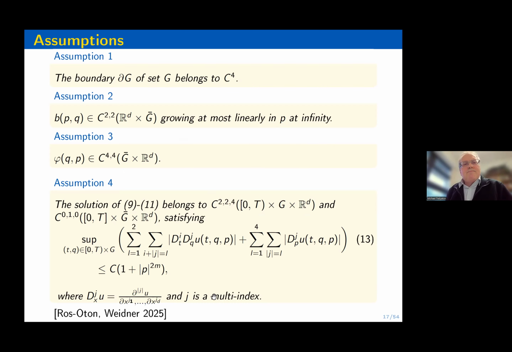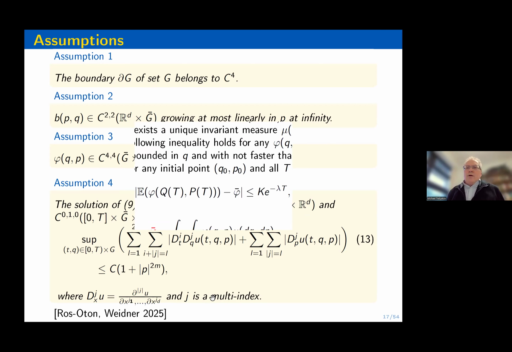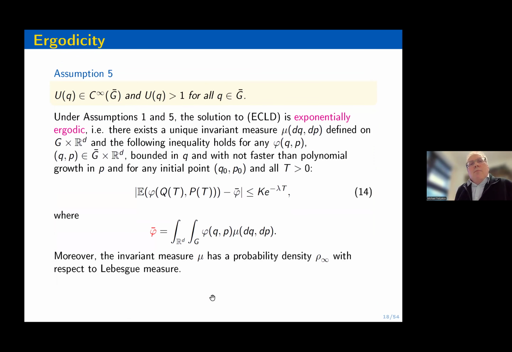In the case of ECLD, when we have this ergodic behavior, we assume that the potential is smooth. Greater than 1 is just a very technical assumption. It's not really important because in the equation itself we have the gradient. And under this assumption, one may prove that the solution is exponentially ergodic. And what we will be interested in is computing this phi bar, which is the average of phi with respect to the invariant measure of the ECLD.